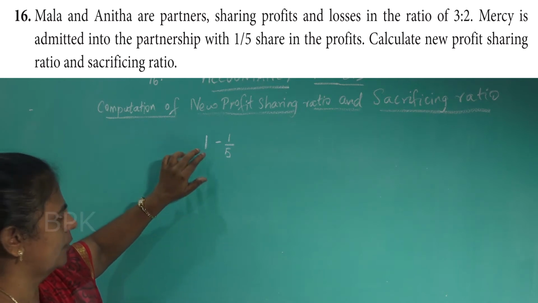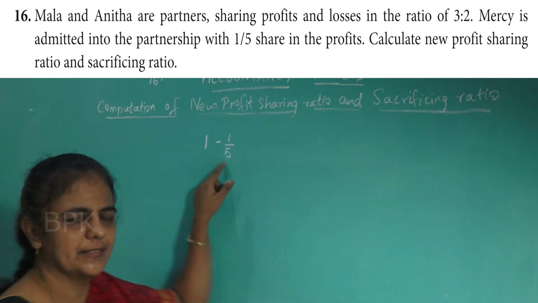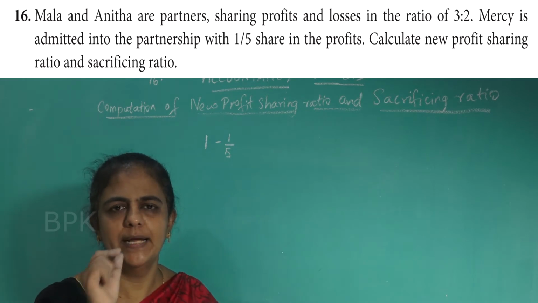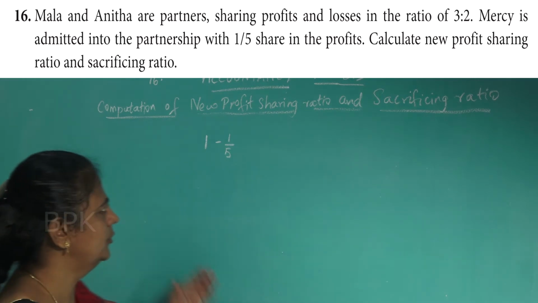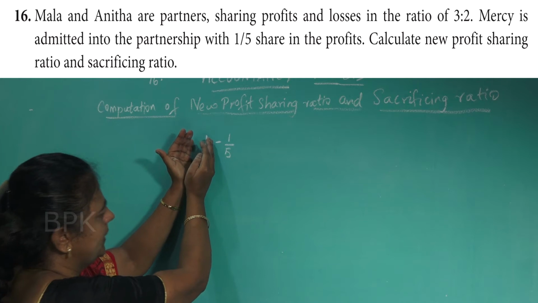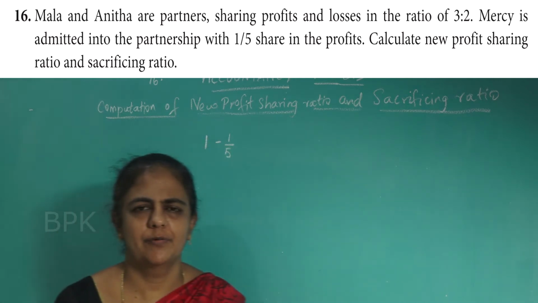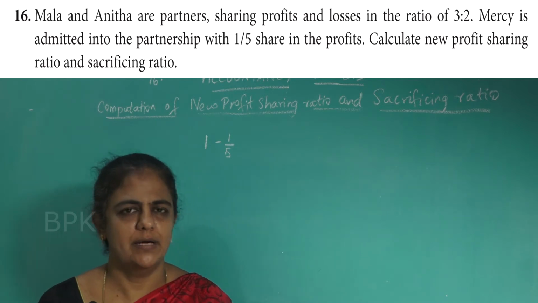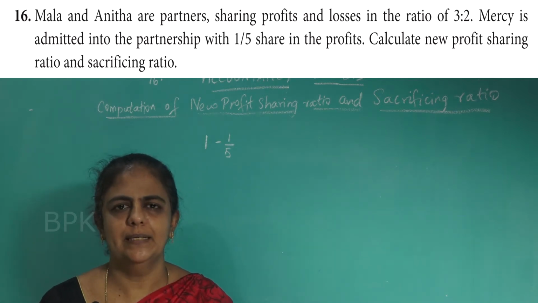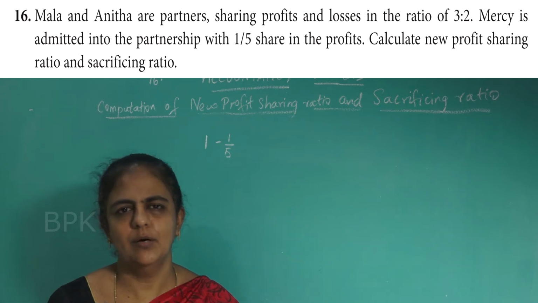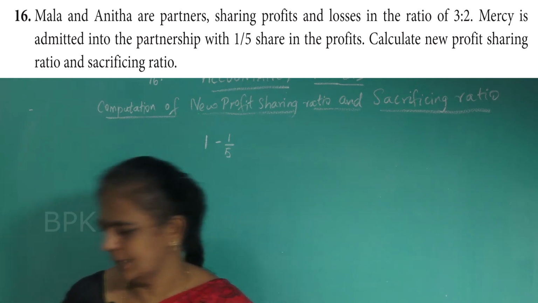In the profit, 1/5 in the profit. The word "in" is given there. So you have to keep the profit as 1 rupee. From that you subtract and you will get 1/5. Whatever you get, that will go to the new partner. The remaining will go to the existing old partners. Okay, so we will do the sum now.